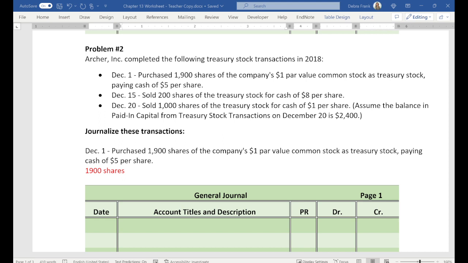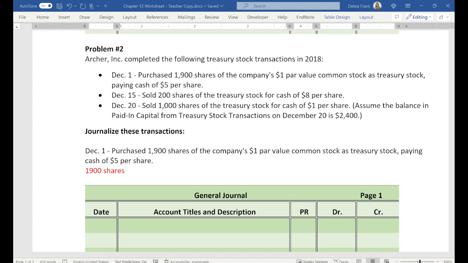So we'll see in the first part of this problem, they're trying to trick you by giving you par value. We don't even care about that. We're going to record treasury stock at cost, what the company paid to buy that stock back. And the account is reported under retained earnings on the balance sheet, and it's a reduction to equity, since it's a debit balance. Okay, so let's get into this.